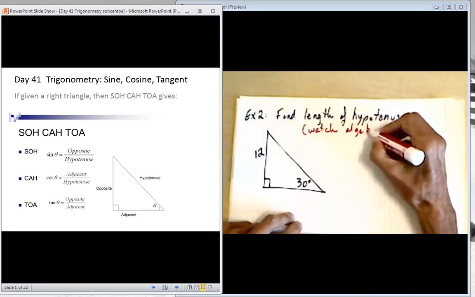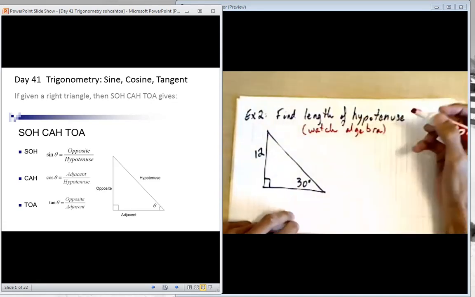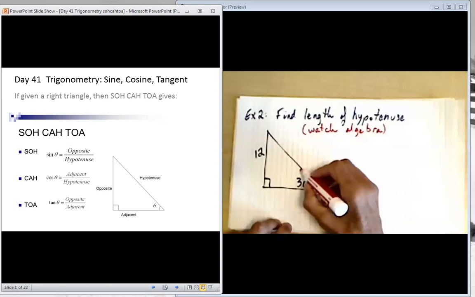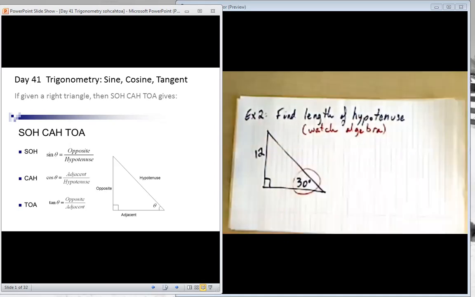Watch the algebra. All right, good people. What's the first step then? Yeah, label the angle that we're using, 30 down there. Okay, so that's good. What next?